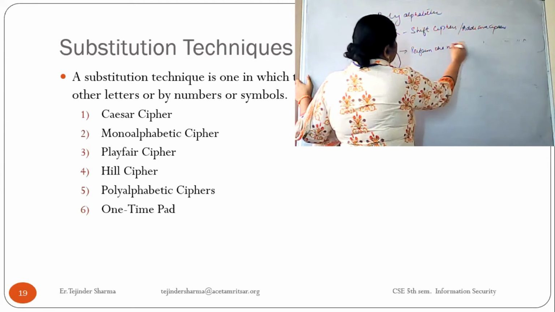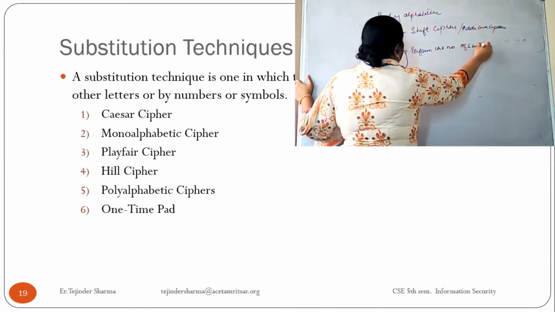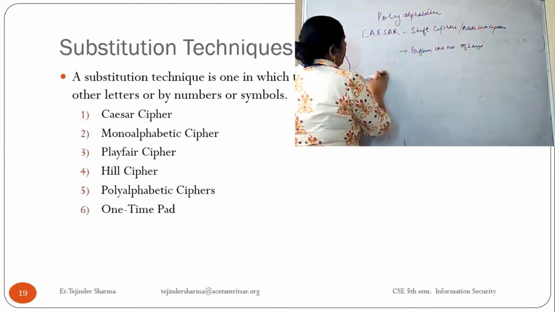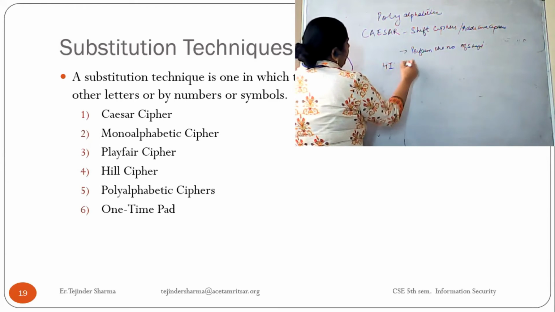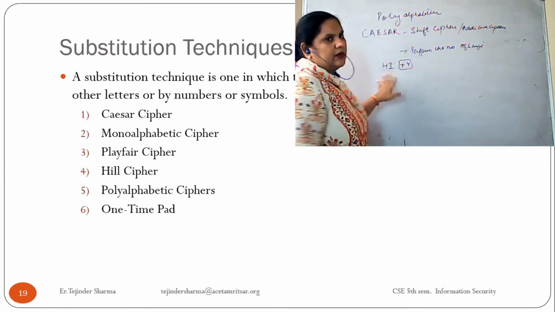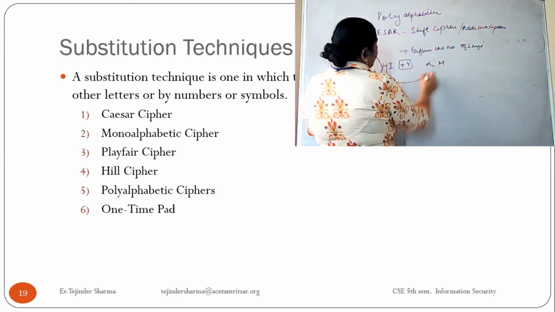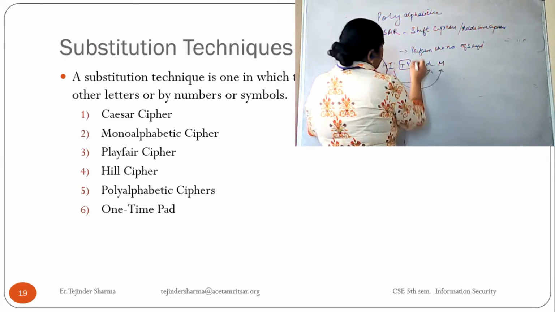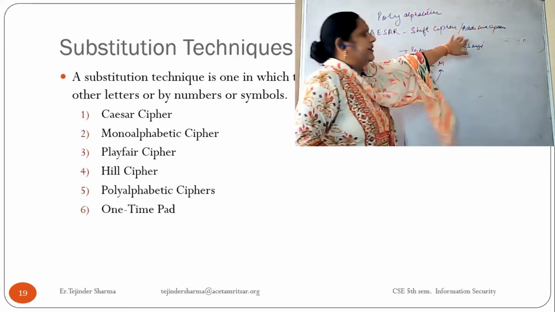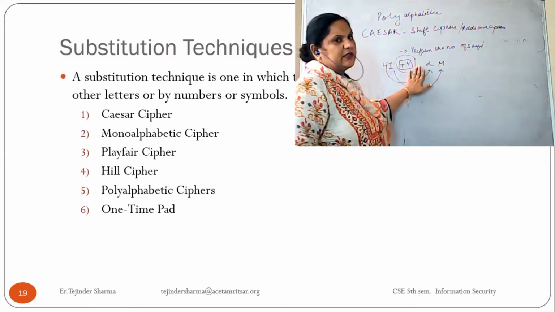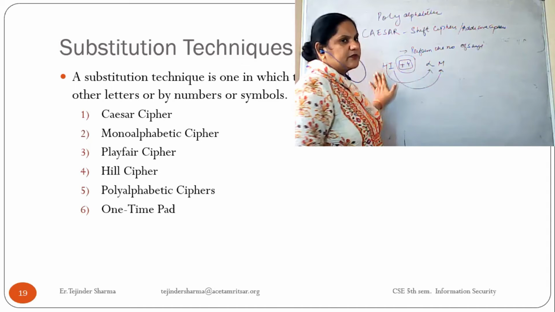For example, I told you that in ABC, H was shifted by 4 positions. So H was converted to L and I was converted to M. So plus 4 is additive, it makes that number of position shifts where you can fetch the other alphabet which is substituted for the given plain text. Fine. So this is called Caesar cipher.